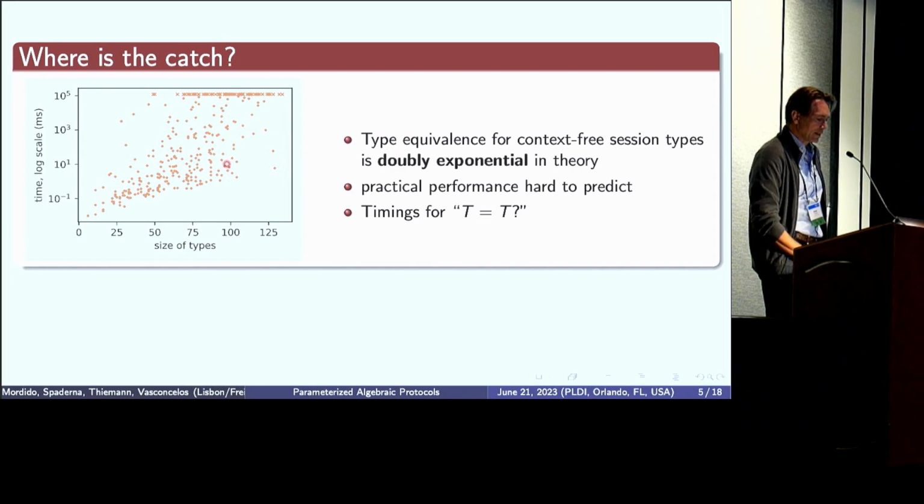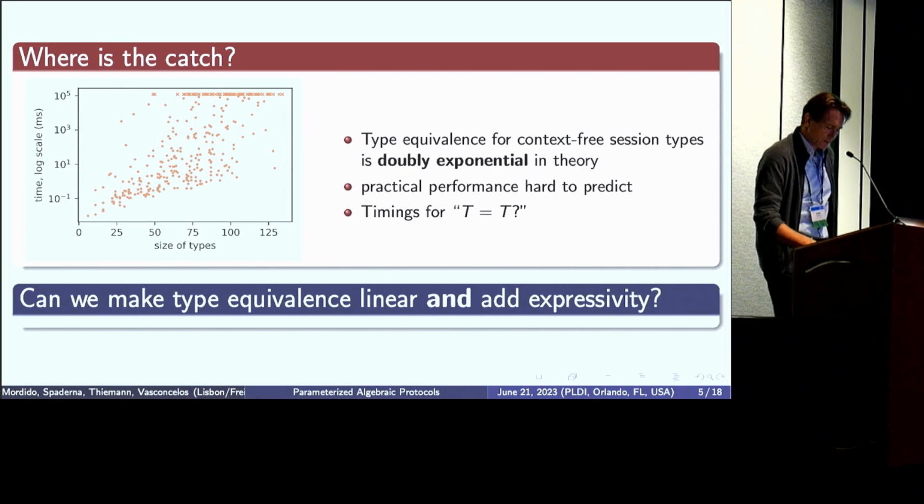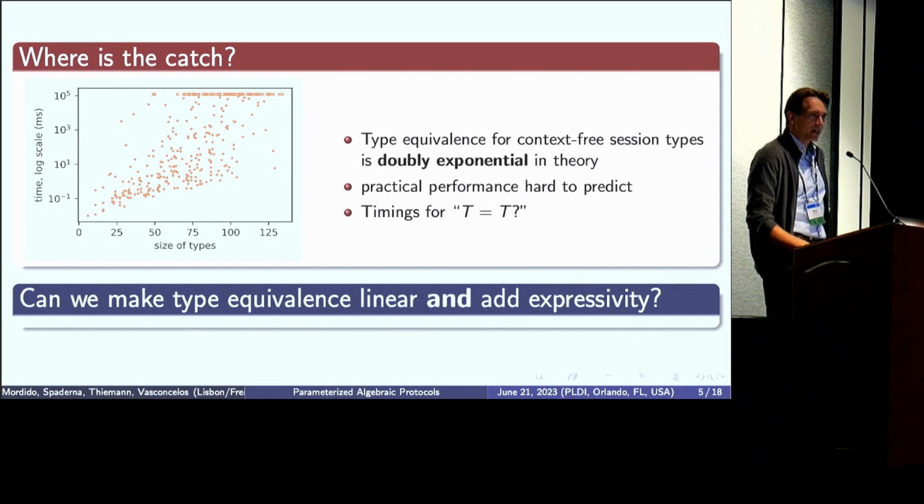If you look here on the left on this scatter plot, on the x-axis, you see the sizes of types, and on the y-axis, it's in logarithmic scale, by the way, you see the timing in milliseconds. You see that the timing for just a simple query ranges from 100 microseconds up to hundreds of seconds, because up here the line is timeouts. So there's a problem. The question, and that's what puts our work on the table: can we somehow make type equivalence linear and even add expressivity? Not lose something, but add something.